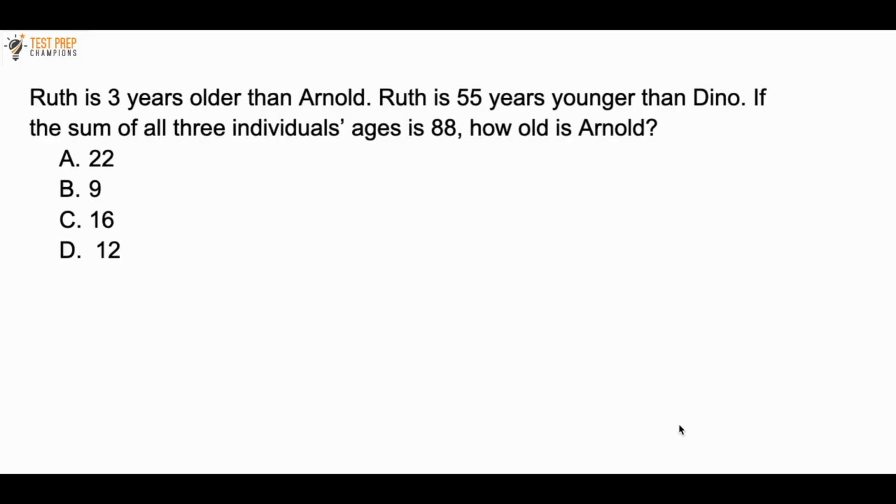Ruth is 3 years older than Arnold. Ruth is 55 years younger than Dino. If the sum of all 3 individuals' ages is 88, how old is Arnold?